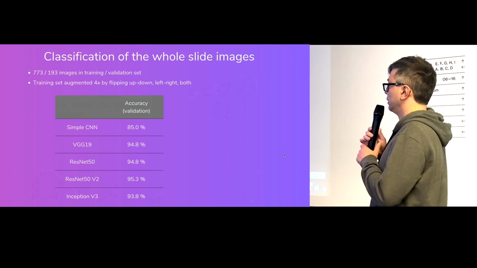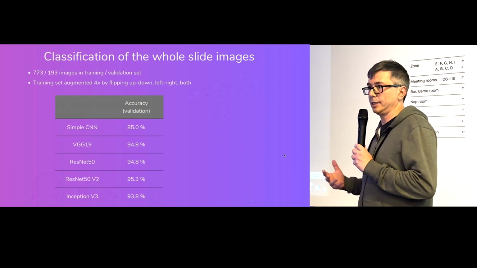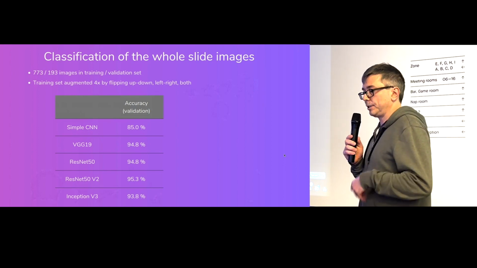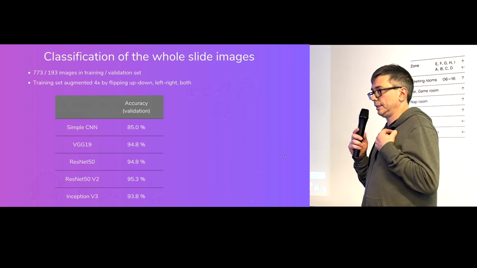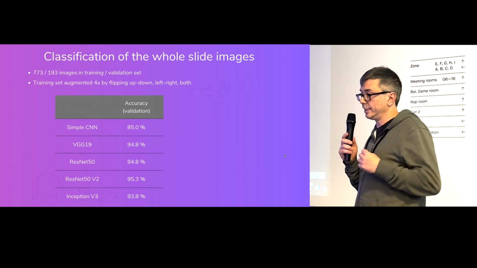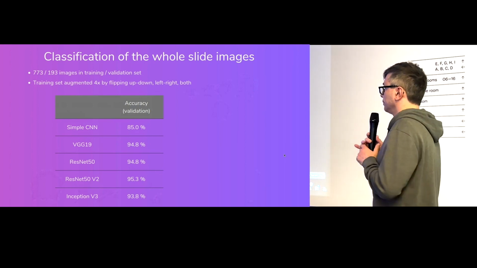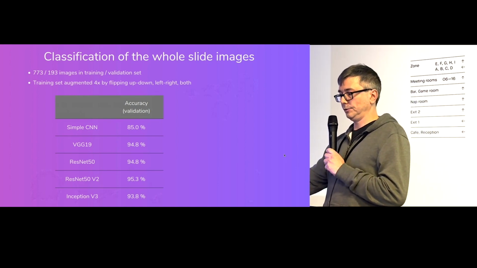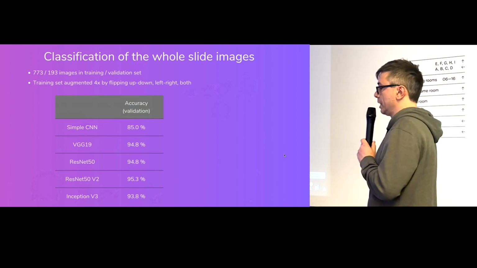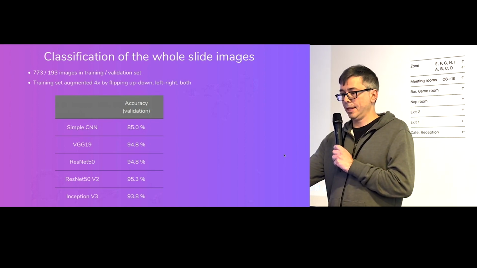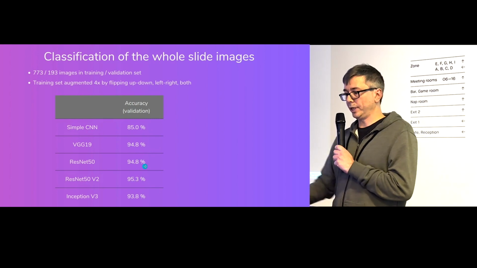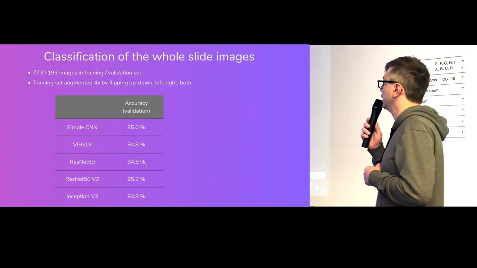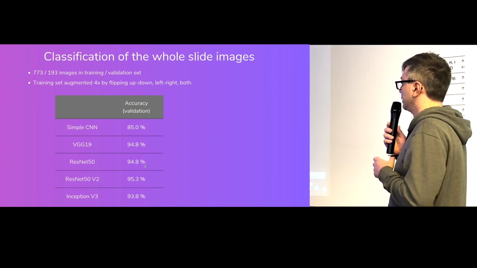Afterwards, we also tested bigger networks, which were developed for image classification and trained on the ImageNet dataset. So we did transfer learning and then fine-tuning of these networks. Here in the table, you can see a summary of the accuracy of our results on the validation dataset. You can see that all the big networks perform better than our simple convolutional network, and the accuracy of the results was very similar.